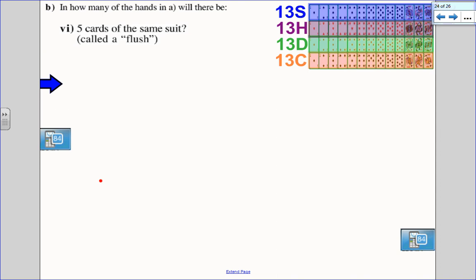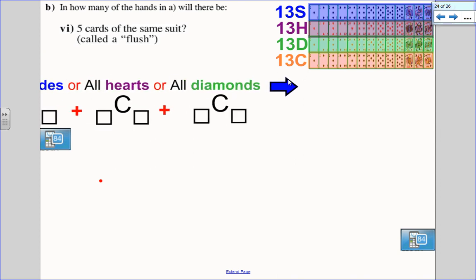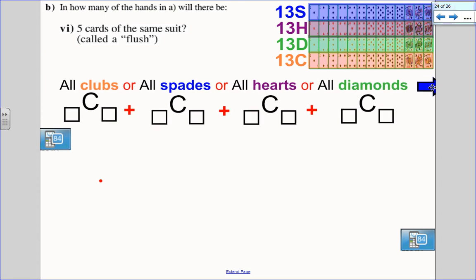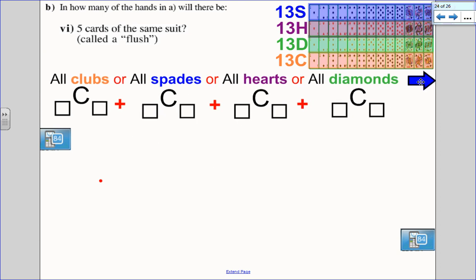Okay, in our next question here, we're saying how many of the cards, the 5-card poker hand, will there be a flush? And what a flush means is it's all cards in the same suit. So it could be all spades, all hearts, all diamonds, all clubs. Okay, so this is what it would look like. All my cards could be clubs or spades or hearts or diamonds.